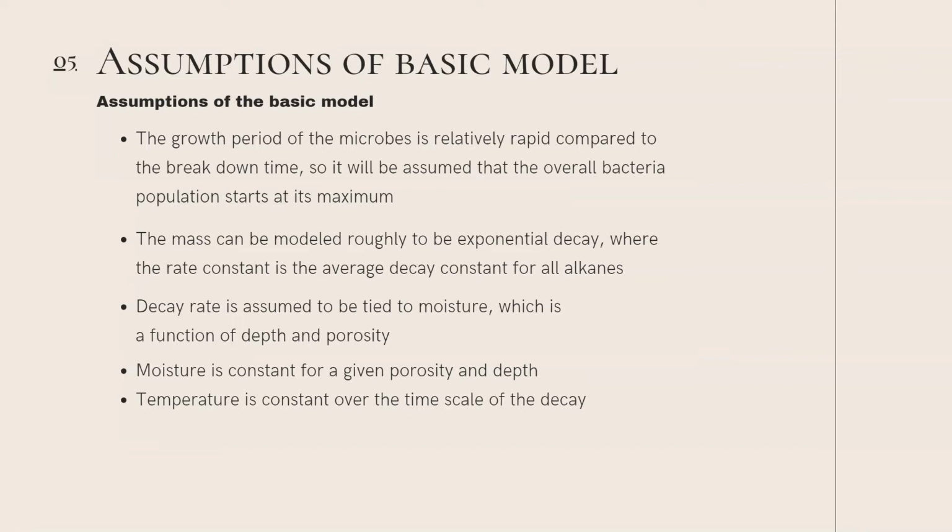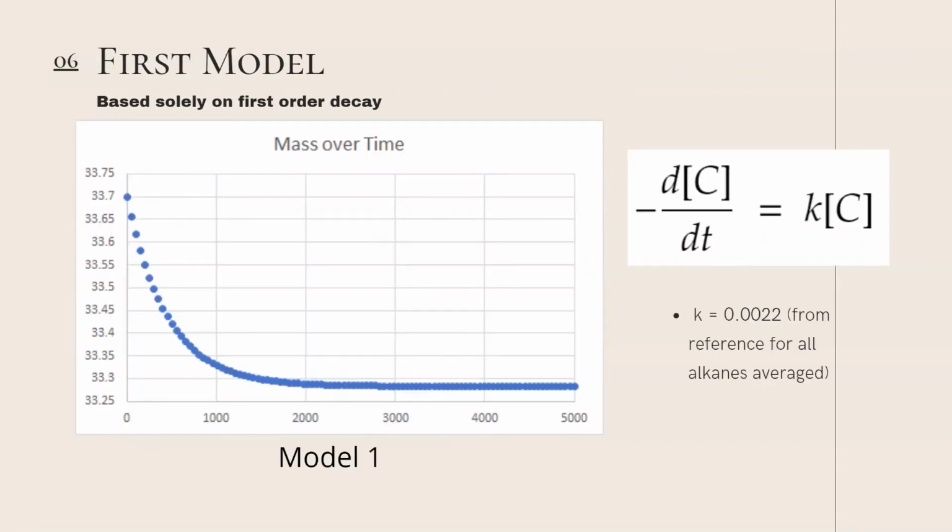The decay rate is assumed to be tied to moisture, and we model moisture later on as a function of depth and porosity. But in the first model, we assume this to be constant given depth and porosity. Temperature over the course of all of our models is assumed to be steady state. And as mentioned earlier, we're assuming that any sort of flow of moisture is constant such that moisture is not changing over time. I'm going to go over the first model that we chose to use.